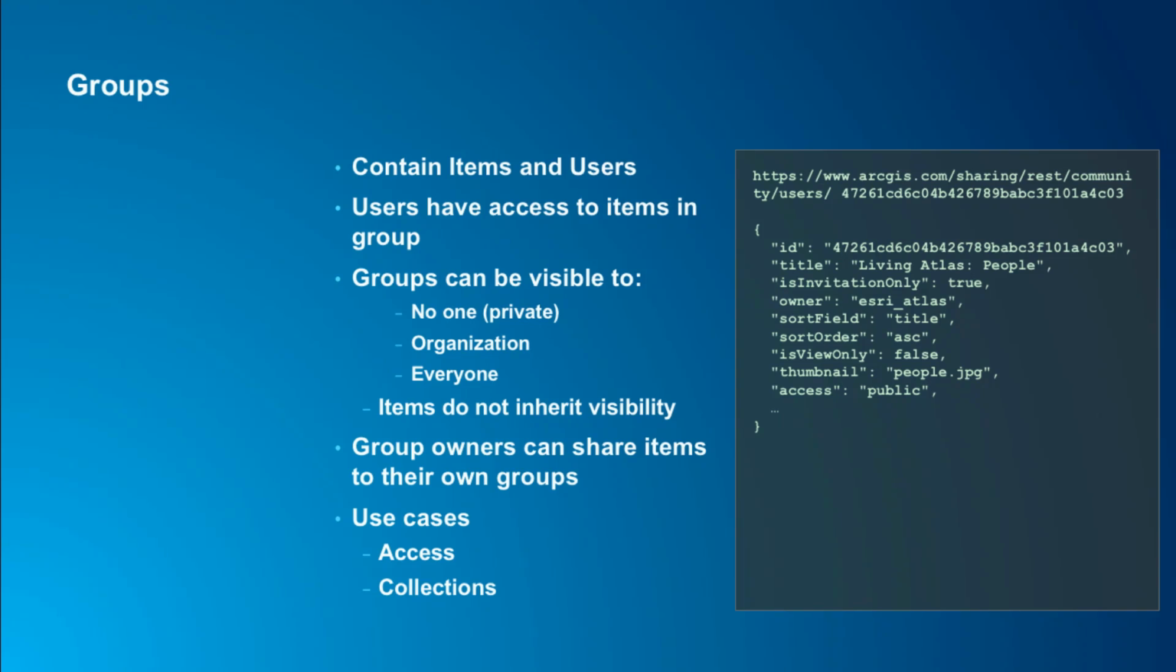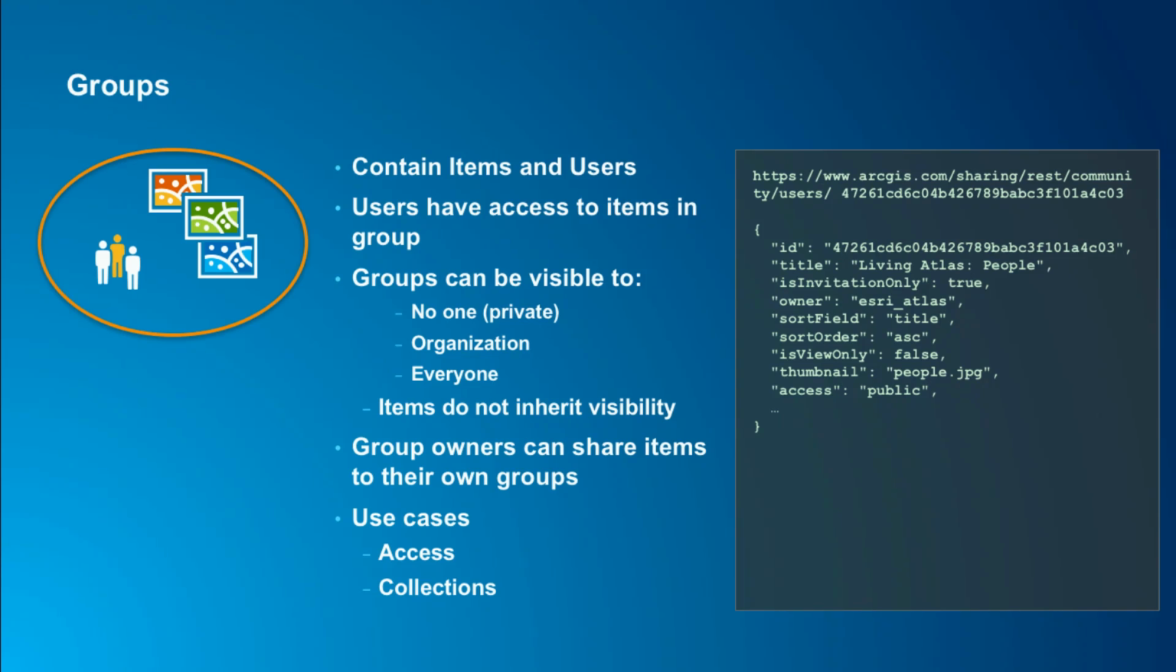Then we have groups. So groups contain items and users. Any user within the group can see that item or can use that item. So if it's a map, for instance, they can access that map and actually bring it up and use it. Groups also have a visibility and access flag on them. They can be, again, private. They can be shared to the organization, or they can be shared to everyone.